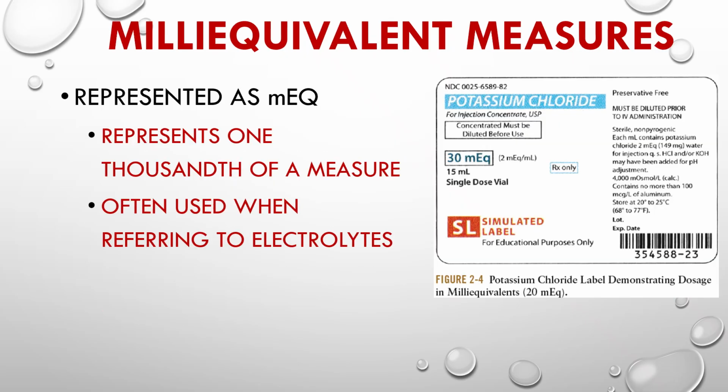Milliequivalents, this is represented as a lowercase m, uppercase EQ. So milli meaning 1,000ths, and then equivalents is again a unique unit. We cannot convert this. Like we have 1,000 milliliters equals a liter, we don't have 1,000 milliequivalents equaling something else. This is a unique measurement only for pharmacology. So it represents 1,000ths of a measure. And this is often referred to with electrolytes.